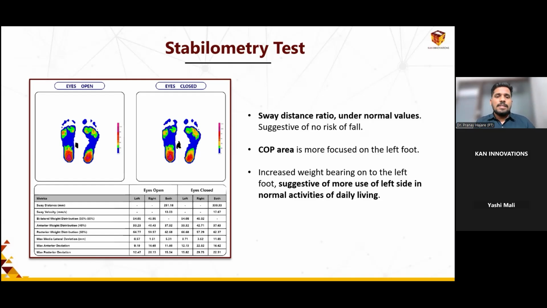The sway distance, measured in millimeters, represents the total movement of the center of pressure during standing.